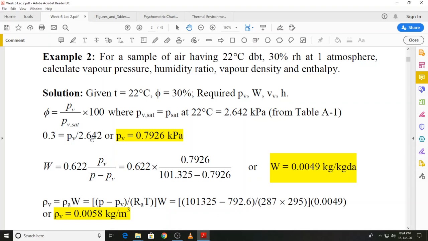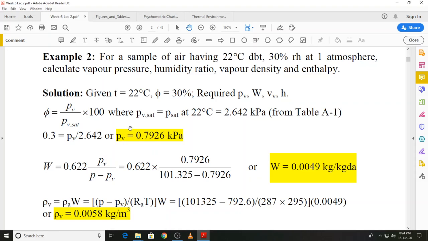Substitute that value over here, and that will give us the value of the partial pressure of water vapor at the given state of 22 degrees C dry bulb temperature and 30% relative humidity, which comes out to be 0.7926 kilopascals.